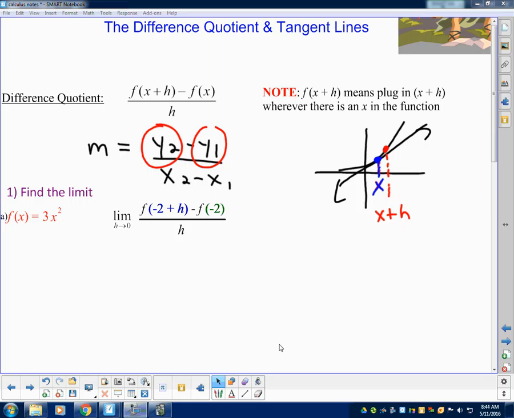All right. So we have the function f of x equals 3x squared, and we are going to find the limit at -2. You see the -2 right here and right here? So that's the point at which we're finding the slope of the tangent line to the curve. So here's how this works. It says f of x plus h, this is a good review, means plug in x plus h wherever there is an x in this function.